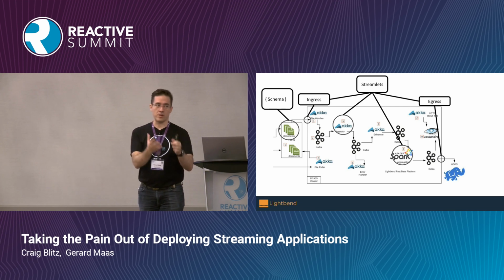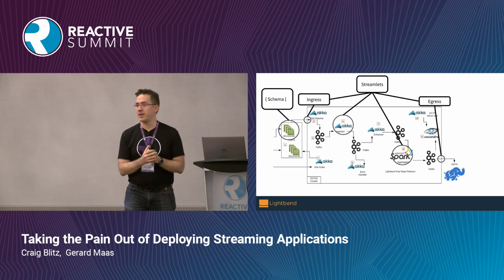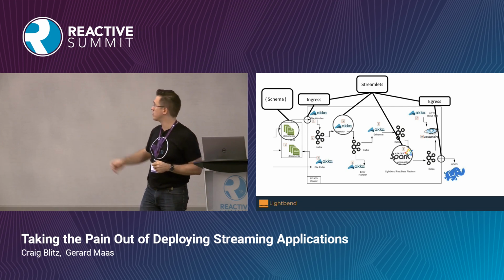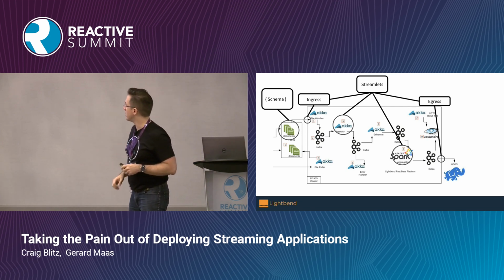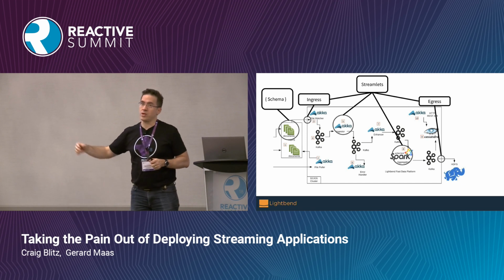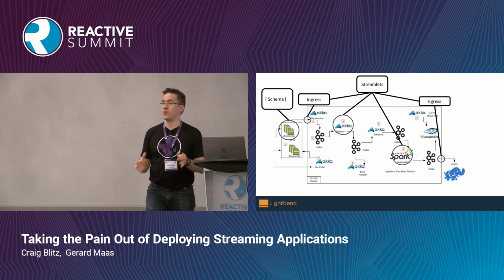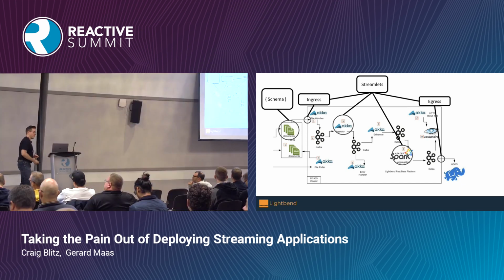We can create streamlets that are using the Spark backend for the things that Spark is doing really great, like, for example, aggregations, like we're going to do there. And we can use Akka Streams for the same purpose, to use the right tool for the job.